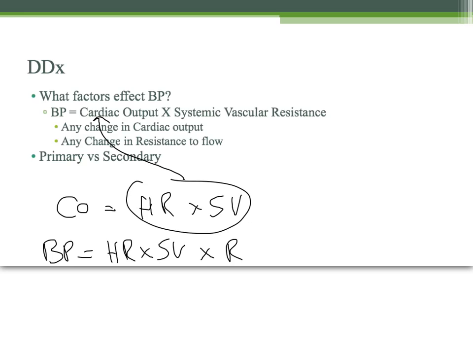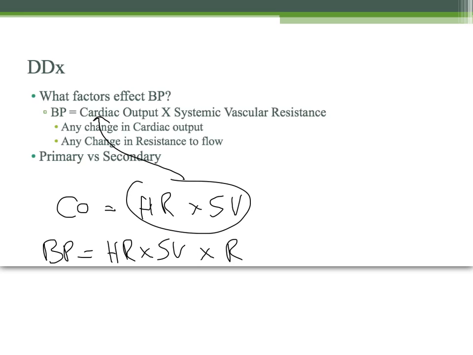So let's think about, for example, stress. Stress will release catecholamines, which will increase both the heart rate and the stroke volume. It can even have some effect on the resistance of the arteries. What about if your kidneys fail? Well, if your kidneys fail, you're going to have increased preload because you're not going to be excreting water, so you're going to be hypervolemic. You're going to have an increased preload on your heart, and so it's going to increase the stroke volume.